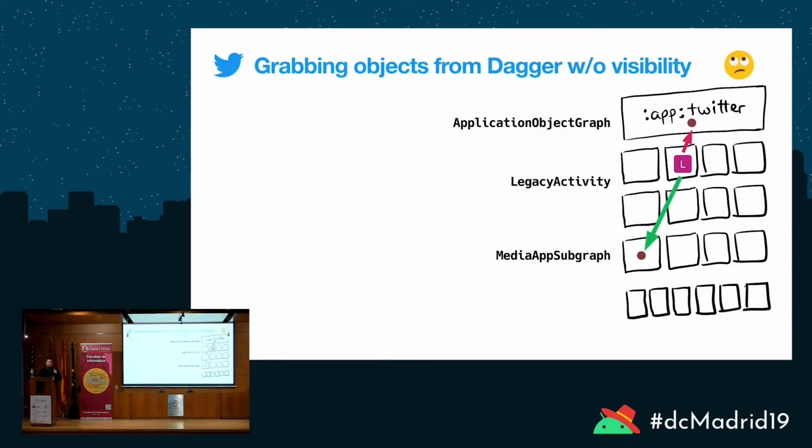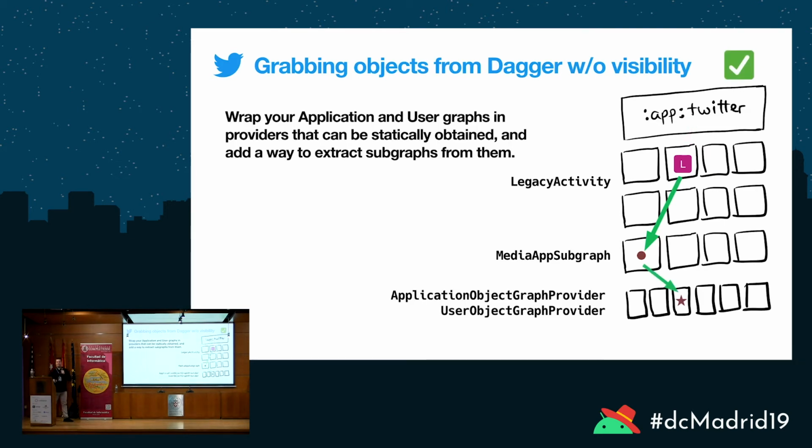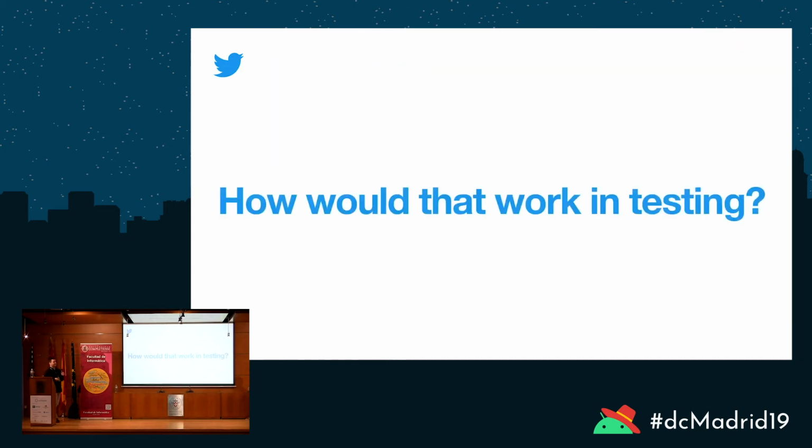So we had a problem with getting instances from the graphs from within legacy code, but we fixed it by grabbing the application and user graphs. So let's see what we've done so far. We moved the application and user graphs to the top. We distributed the subgraphs into the Gradle modules. So we don't need to reference the global graph anymore, but just reference the concrete subgraphs instead.